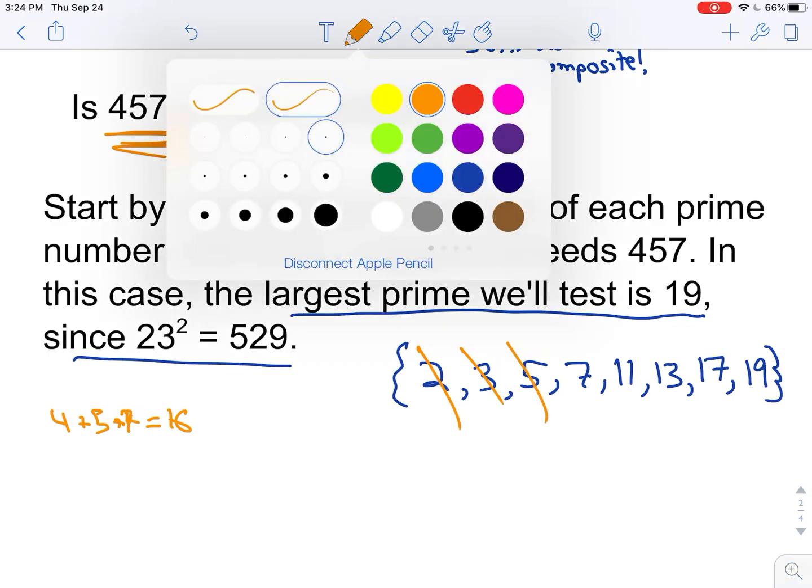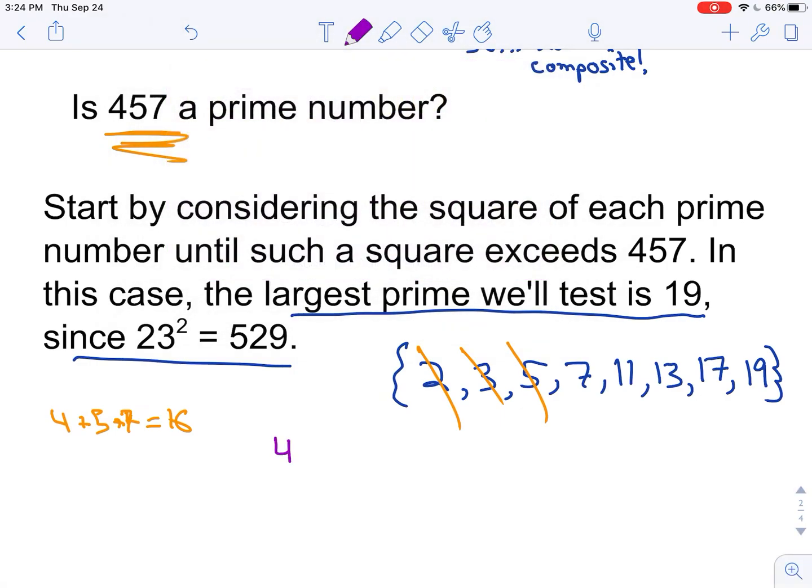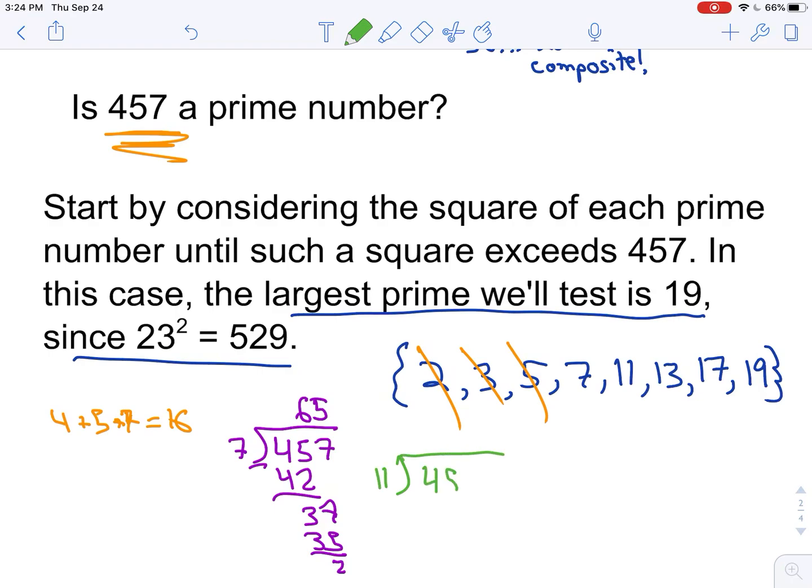Now, let's see, 457. Maybe it divides by 7. Let's try it out. I do just good old-fashioned long division here. 7 into 45 is 6 times, like so. 45 minus 42 is a 3. 7 into 37 is 5 times. There's a remainder of 2. So no, it's not going to be divisible by 7 anyway. So I should line that out.